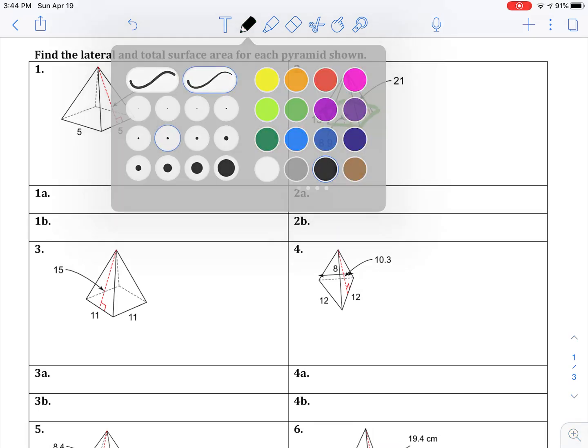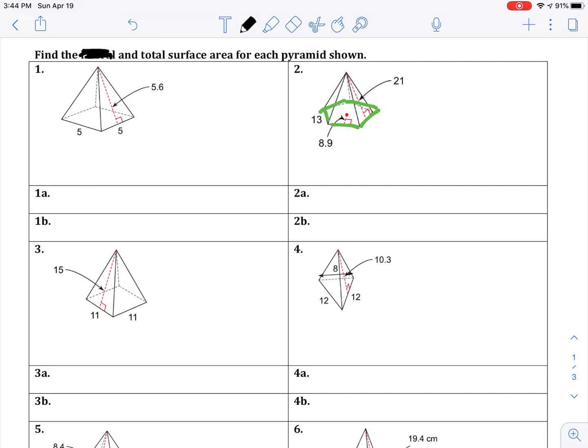One quick thing. Don't worry about the lateral surface area. We're not going to worry about that since we're not in the classroom. We don't have a lot of time. So that shape right there is a pentagon.